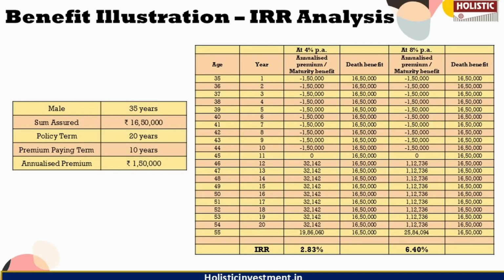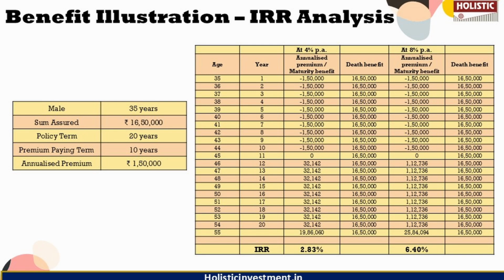Now, as we have a basic understanding of this policy, let us move on to the analysis part of the video. These benefits are non-guaranteed as they depend on bonuses. That's why we are going to assess the potential returns of this policy by calculating the internal rate of return (IRR) based on the figures given in the policy brochure. For calculation purposes, let us assume that a 35-year-old male opts for this policy with a sum assured of 10 lakhs, a policy term of 20 years and a premium paying term of 10 years.